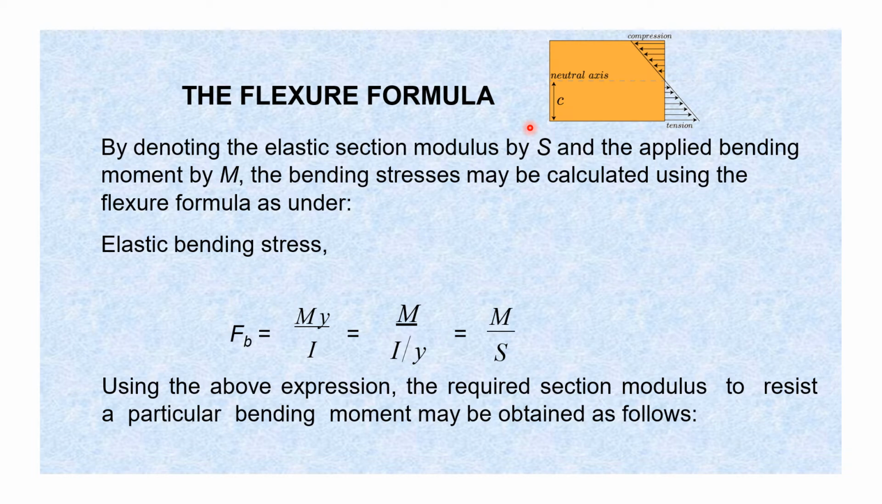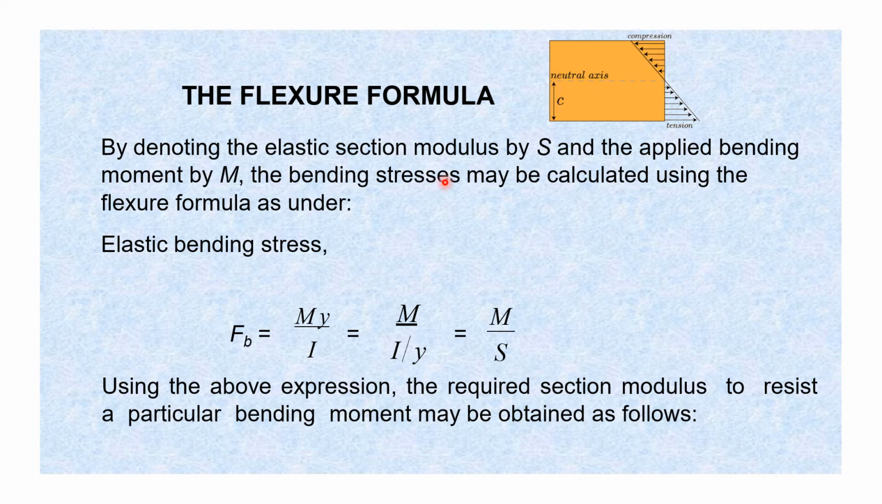Flexure formula. The basic formula for the beam for the flexure stress, denoting the elastic section modulus by S and the applied bending moment by M. The bending stresses may be calculated using the flexure formula as under. The elastic bending stress basic formula, that is the basic bending stress in a beam, is M y over I. Y is the distance from the neutral axis to the top fiber, or wherever you want to find the stress.